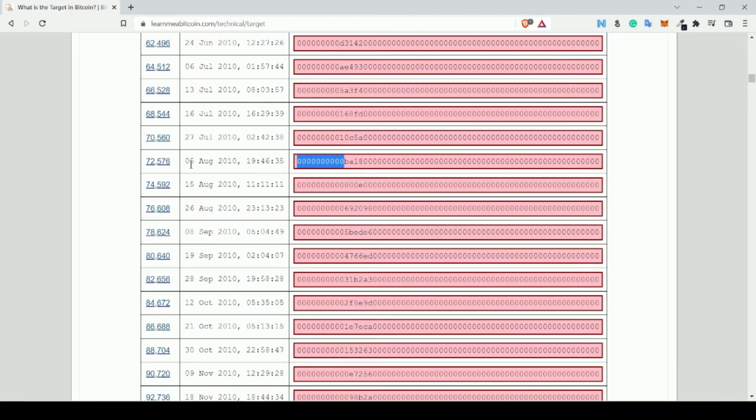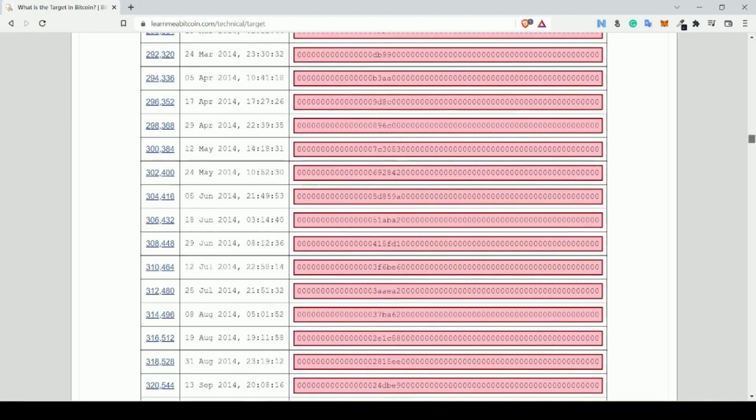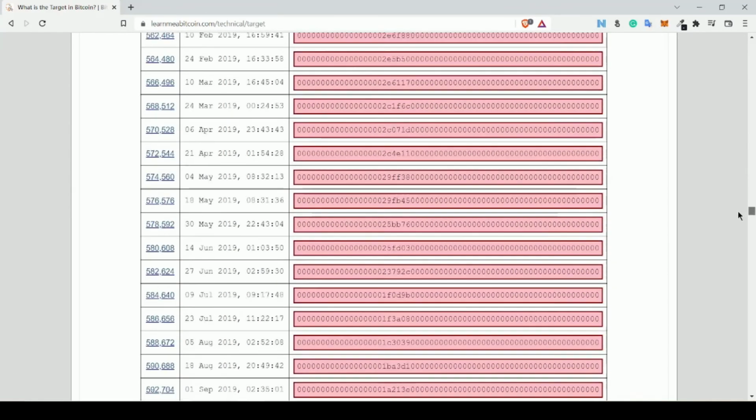So this is something that you can see, and you can clearly see that the target is changing every 2 weeks, 5th August, 15th August, and the difference between the number of blocks is 2016. So all these things you can see on this page. It is a beautiful website, as I said. So you can see a lot of interesting things here.